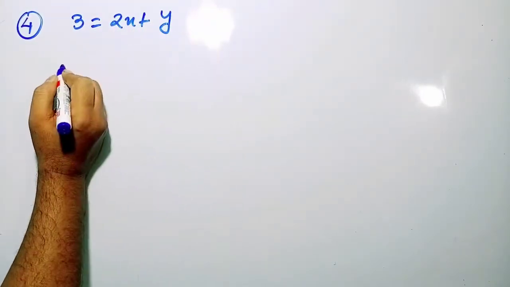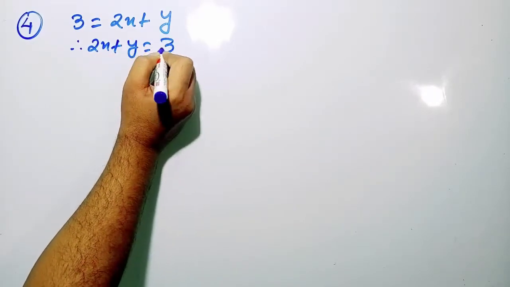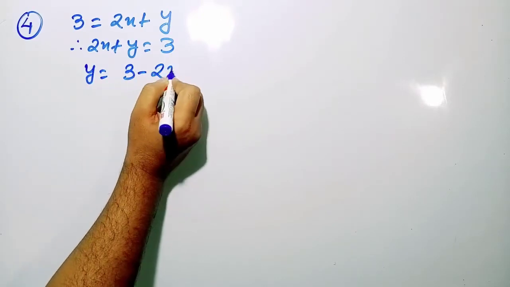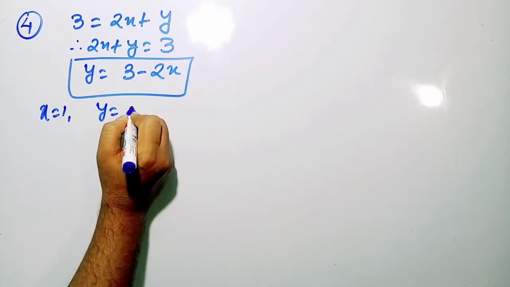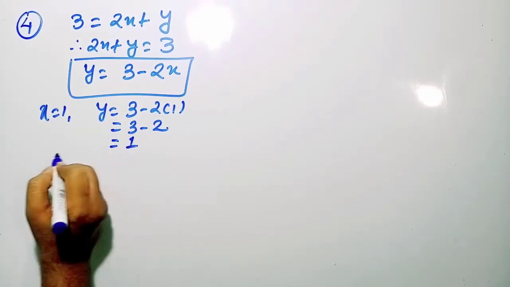3 is equal to 2x plus y. So 2x plus y will be what? 3. So y will be what? 3 minus 2x. Okay students, now we can substitute the value of x. Suppose x is 1, y is 3 minus 2 into 1. So 3 minus 2, 1.